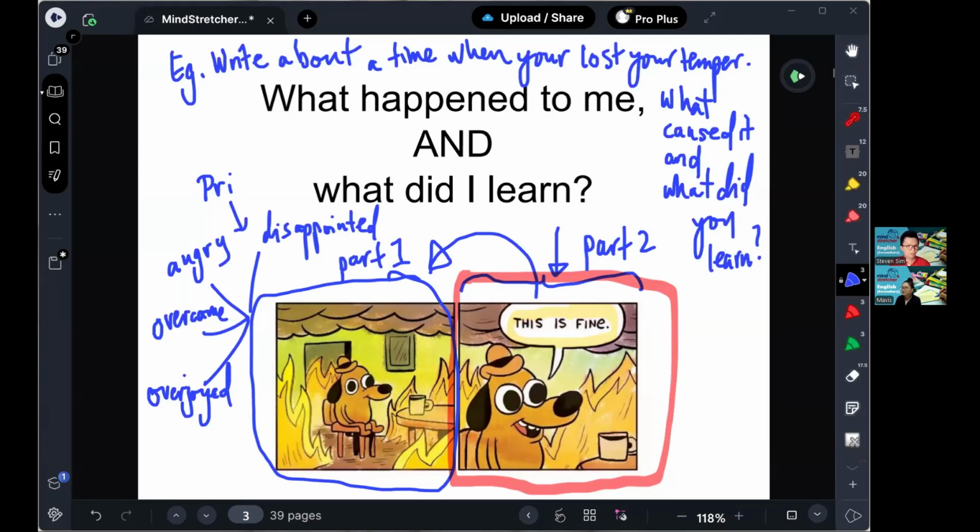And so this part is very important, this second section. So don't just describe the story, have another section where you say, this is fine, or where you say, this was terrible, or you say, this was wonderful, but you need to have that section. You must have that section.